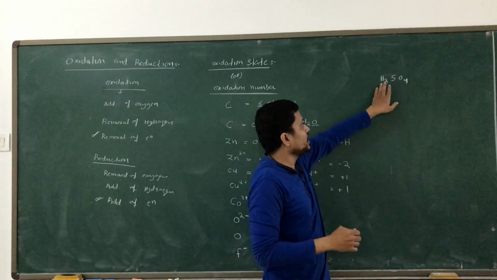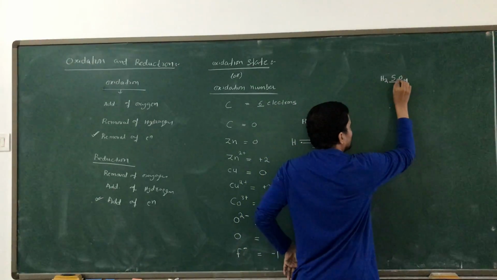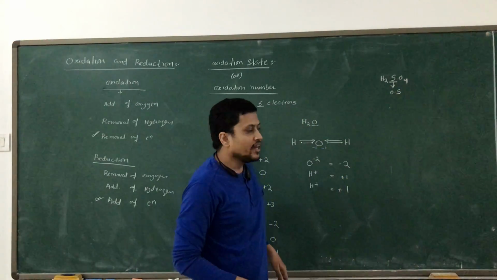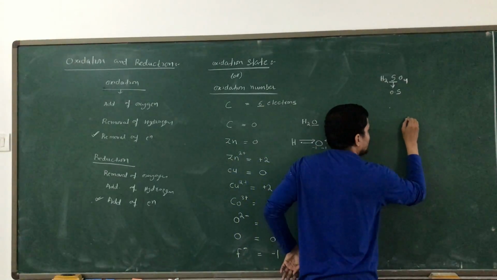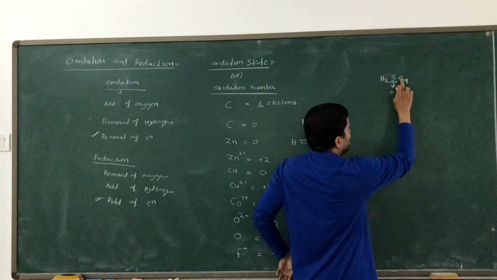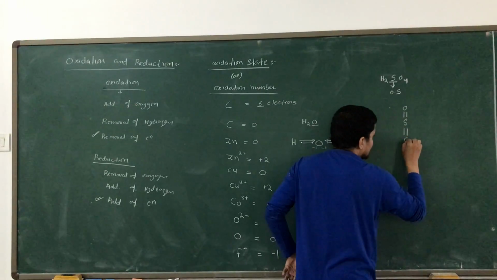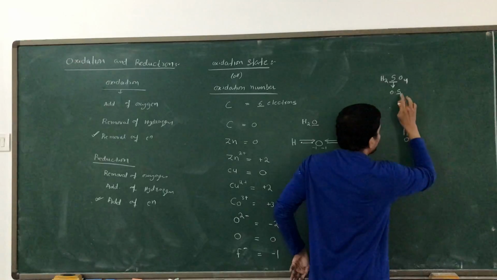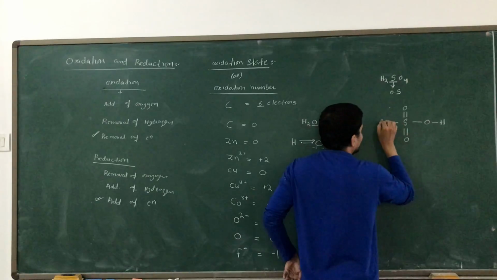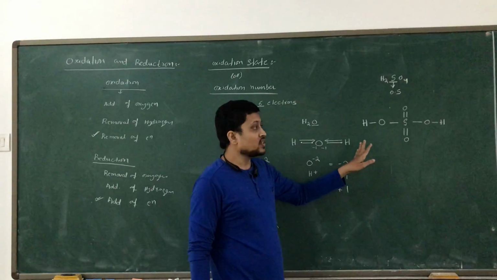Okay, now suppose I go for H2SO4. For this compound, the central atom is sulfur. If they are asking the oxidation state of sulfur in this compound, then we can draw this structure. We have sulfur and 4 oxygens. So one oxygen, second oxygen, here the third oxygen as well, and one oxygen has hydrogen, and here one more oxygen and one more hydrogen. So this is the actual structure.